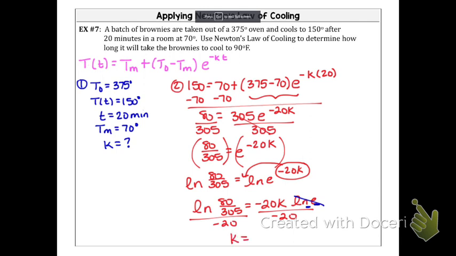And so k equals, type that in your calculator, the natural log of 80 over 305, close the parenthesis, divided by negative 20. And that should be approximately 0.066914. Now I went a lot of decimal places out there because this is not my final answer. Okay, this is just solving for k.